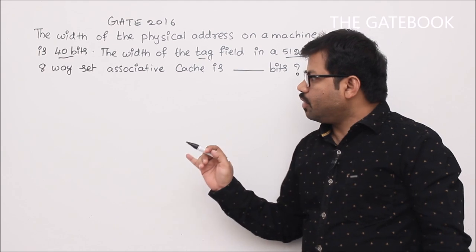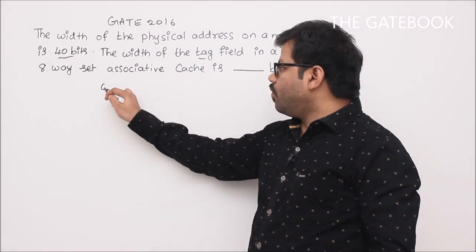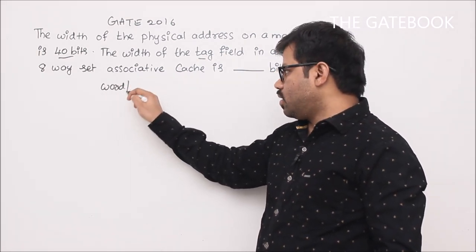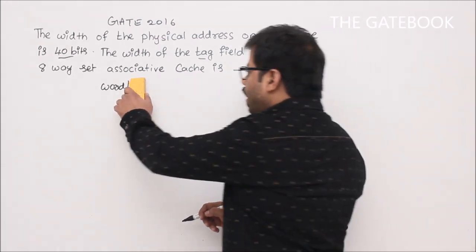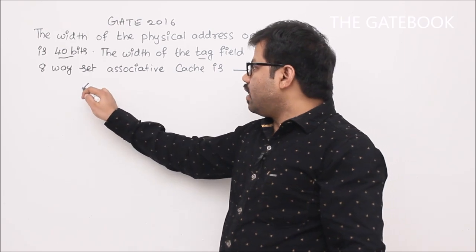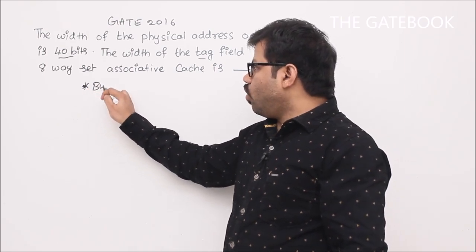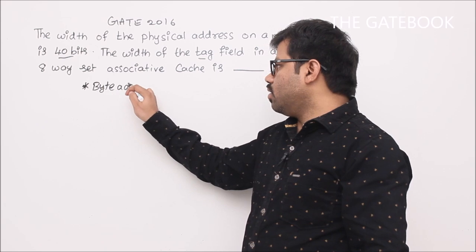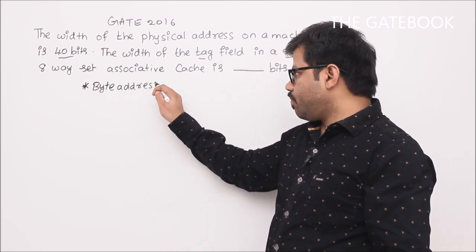To answer this question, before that, sir, should we use word addressable model, otherwise byte addressable? So here directly go for byte addressable. From now onwards, you remember one thing. If nothing is mentioned, directly go for byte addressable model. Okay, so we can assume byte addressable.